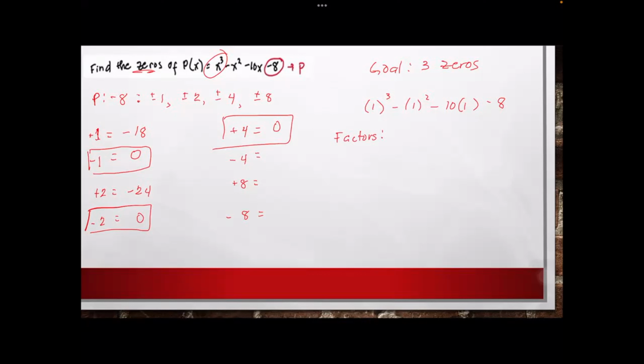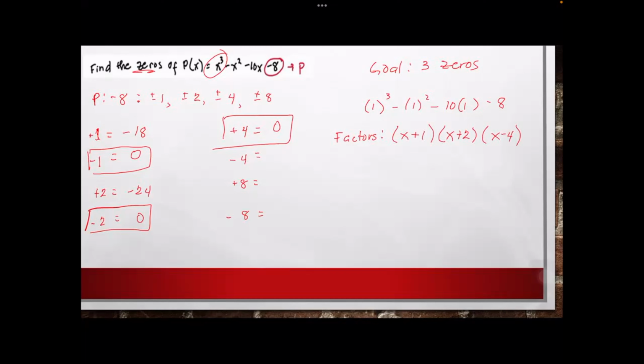Okay, so meron tayong factors. Sa factors, babaliktarin mo lang yung sign. So, from negative 1, magiging x plus 1 siya. Then, negative 2, magiging x plus 2. And, from positive 4, magiging x minus 4 siya. So, those are the factors.